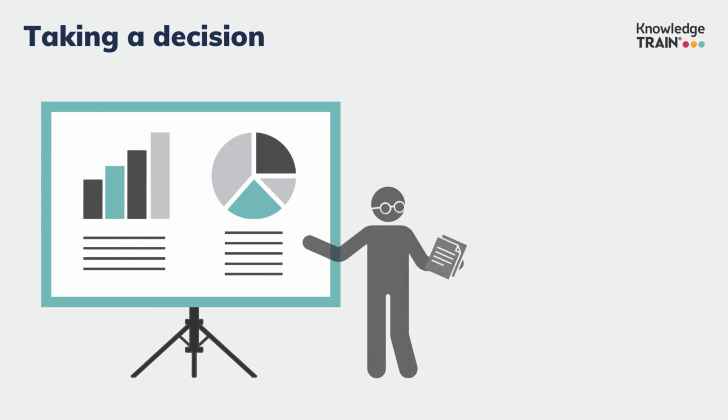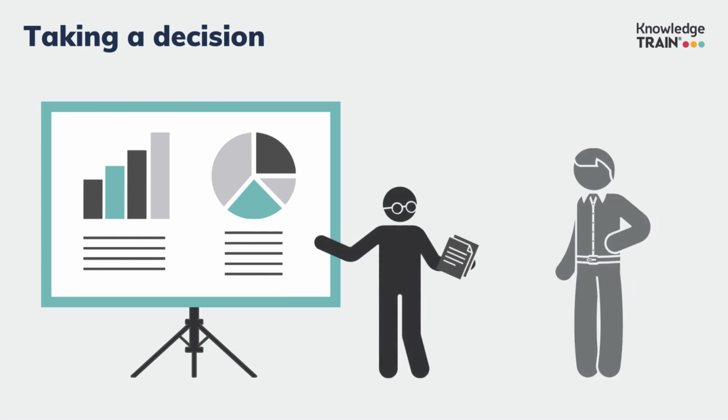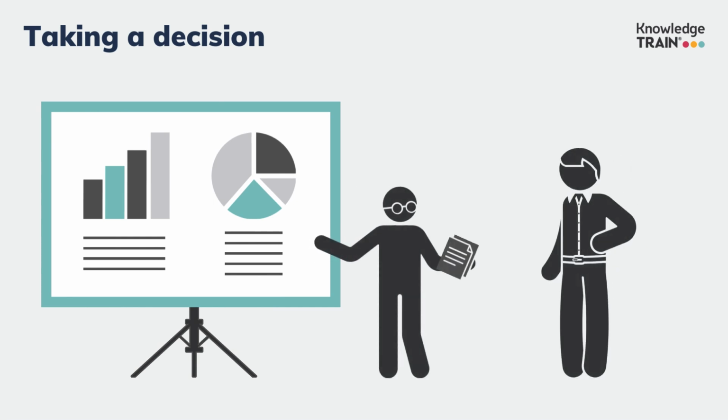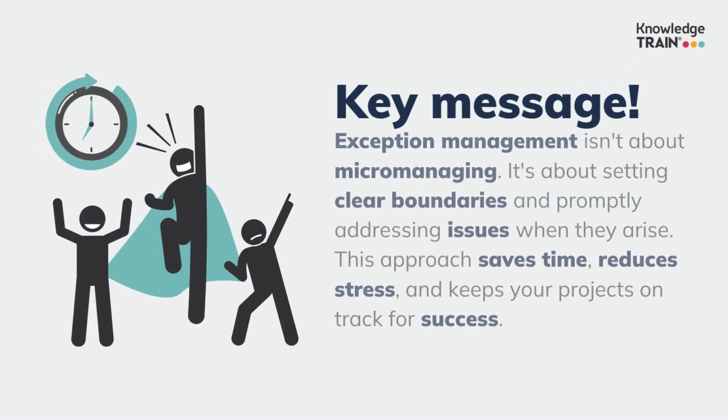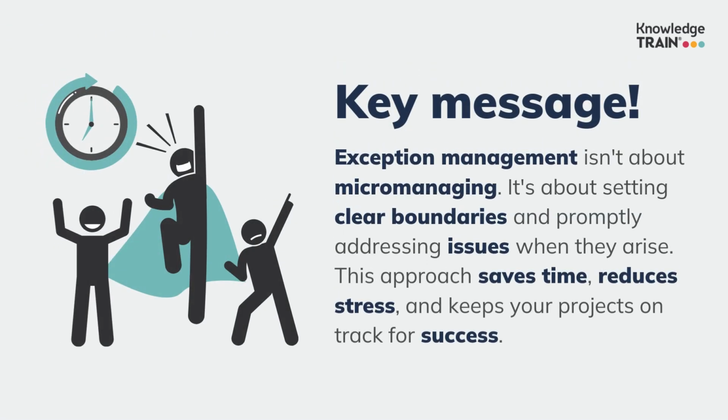By managing exceptions this way, decisions can be taken at the right level of authority and the project can proceed with the confidence of senior management. Remember, exception management isn't about micromanaging. It's about setting clear boundaries and promptly addressing issues when they arise. This approach saves time, reduces stress, and keeps your projects on track for success.